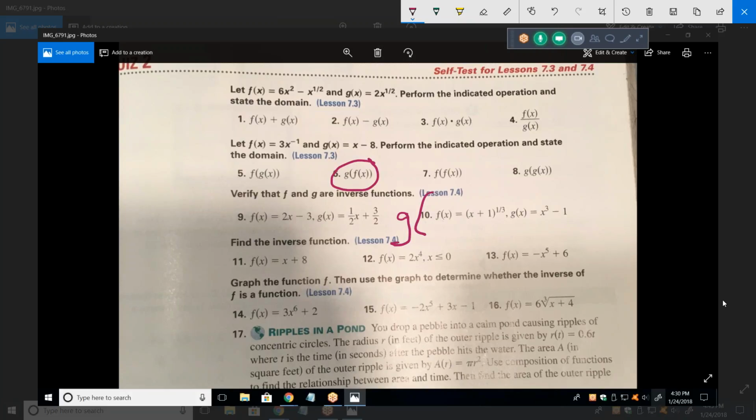3x to the -1. Okay, so that's what we're going to put in the parentheses, which I can also write this way, correct? In other words, I don't have to write it 3x to the -1. I can write it like this. So this is our problem, okay? Now, go to the g function, and instead of g of x, we're going to do g of 3 over x. So what's that going to be?